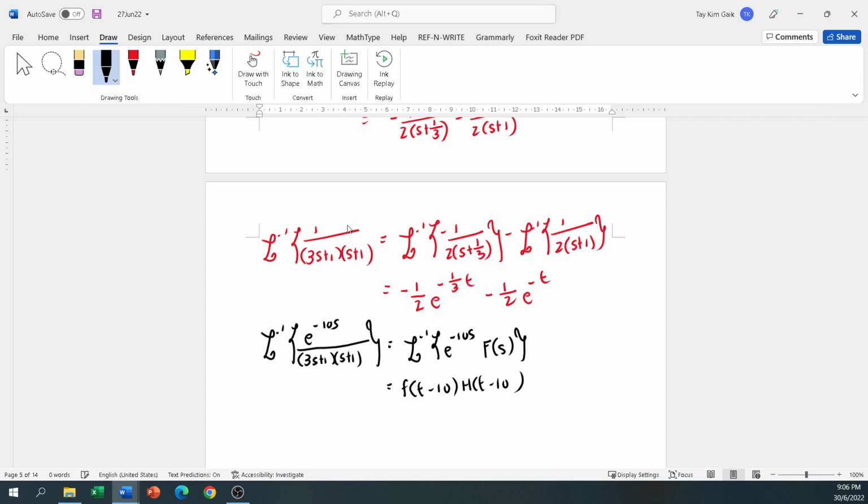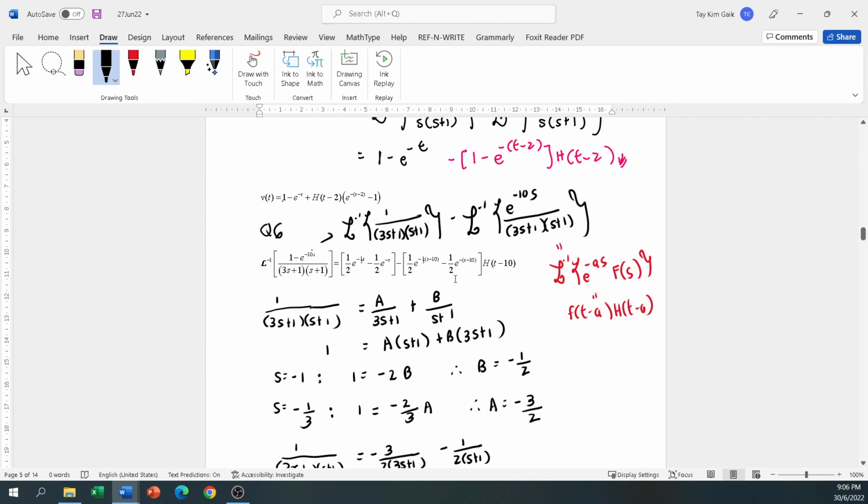Where you see the Fs is the same as the first term here. This one is the Fs, and this part is the ft. That's why the ft minus 10 will be negative half, exponent negative 1/3 t minus 10, so minus half exponent negative t minus 10. Let me check: one is positive, one is negative.